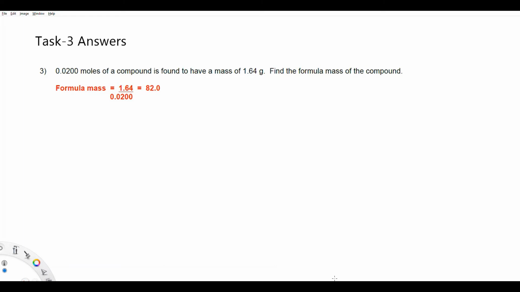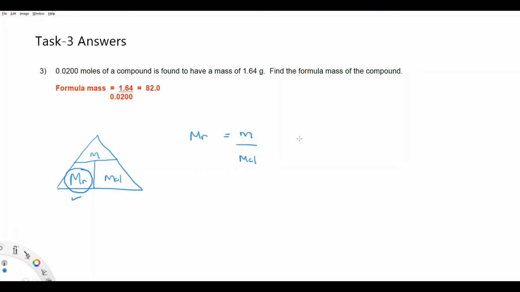So here are the answers for task 3. You were asked to calculate the Mr, the relative formula mass of the compound. So again, I'm going to copy out the triangle. This is a triangle that you need to learn, Mr, M, Mol. And in this question, we are required to work out the Mr. That's what we need to work out. So using this triangle, the Mr is equal to the mass divided by the number of moles.